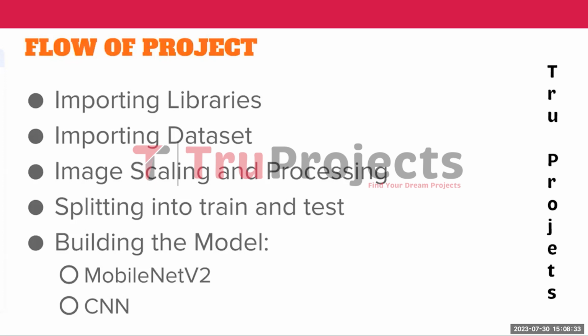And the second step is importing the dataset. The project requires a labeled dataset of cat and dog images. These images are imported from a local directory, or the dataset is divided into two folders, one of cat images and the other of dog images. This step ensures the availability of the data for training and testing the model.